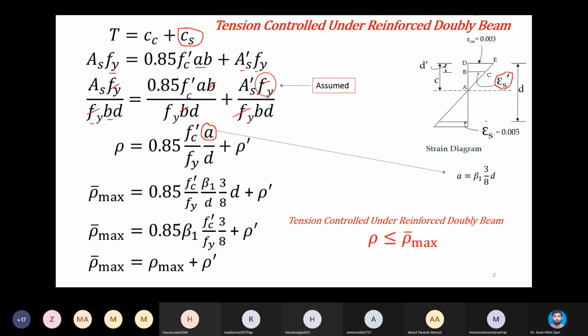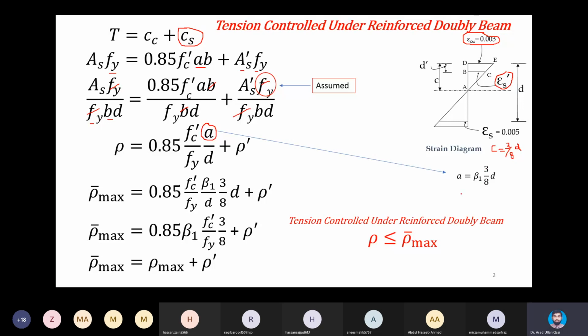But when I am defining a beam with tension steel at 0.005 or greater strain, when concrete will crush, I will get the neutral axis depth just like I got for singly beam, that C will be equal to 3 over 8D. So you can also derive this equation from the above strain diagram. You will get the same answer as you got for singly beam, and then A will be beta 1 3 over 8D because A is beta 1 C.